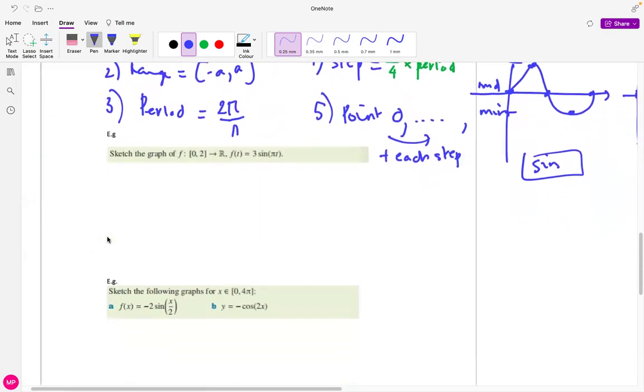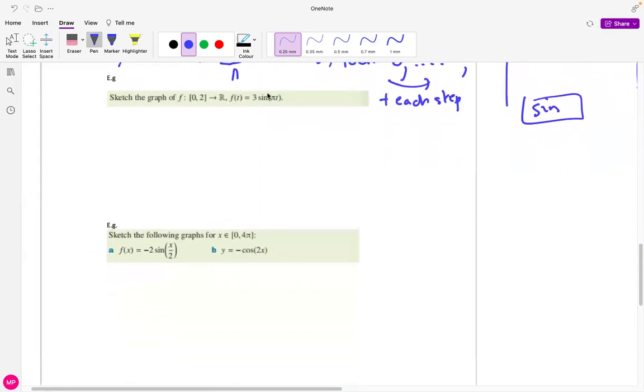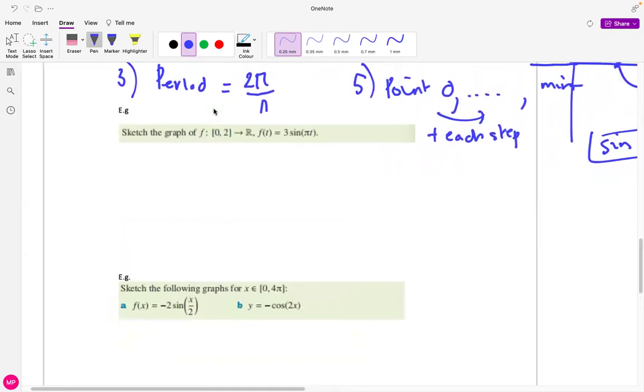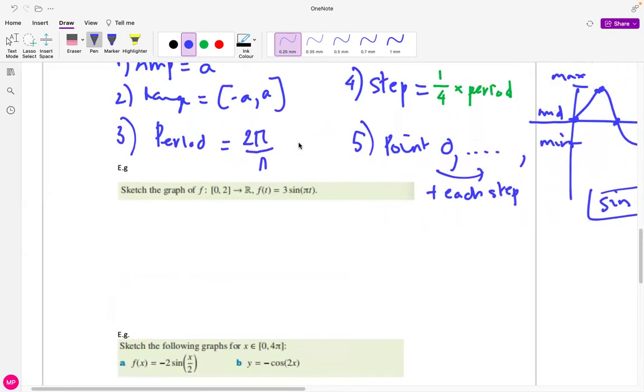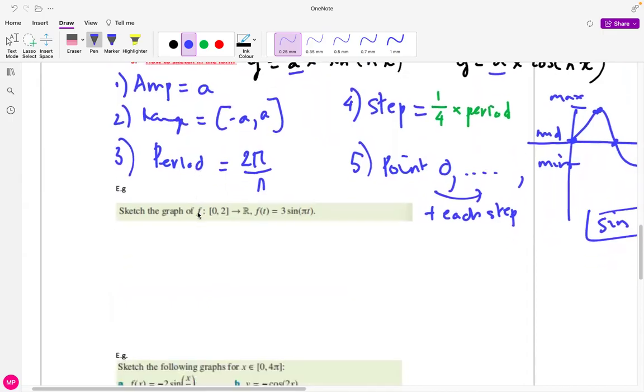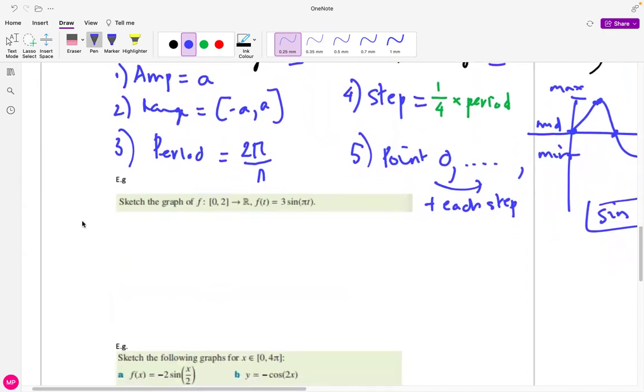All right. Now let's do this one. Here I have the domain and my equation. So we're going to follow these steps. Our first step is to find the amplitude, which is the number in front of sine, 3. So the amplitude is 3, and the range will be -3 to 3.